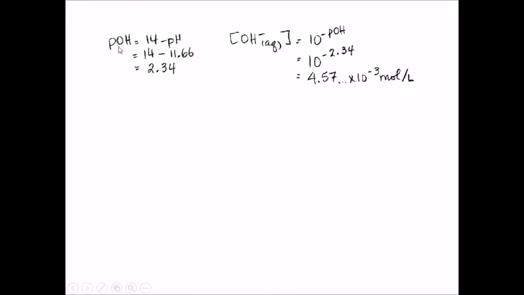First up, to find the pOH, we are going to take 14 minus the pH. So 14 minus 11.66 gives us a pOH of 2.34. Now to find the concentration of OH minus at equilibrium, it's 10 to the negative pOH, which is equal to 10 to the negative 2.34. The concentration of OH minus at equilibrium is 4.57 times 10 to the negative third moles per liter.